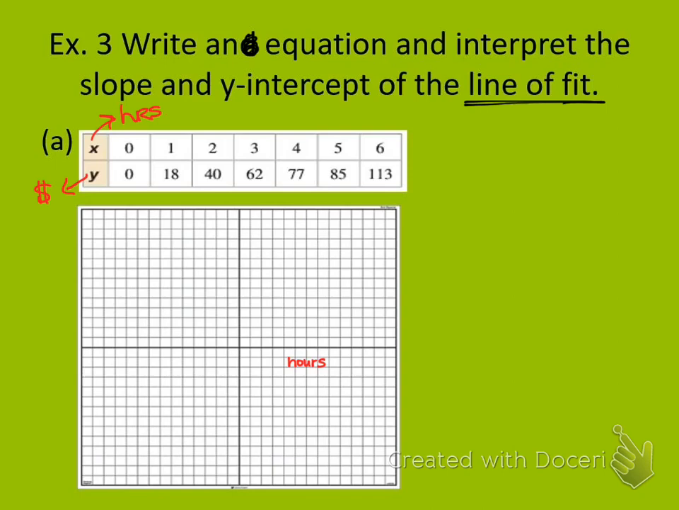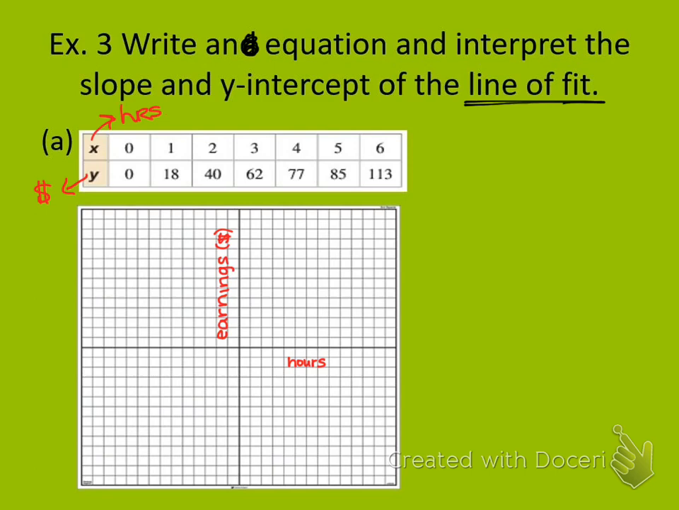So up your y-axis, count by 10s, and then what are we going to label the y-axis? Earnings. And then you can put dollars beside that if you want. But let's do earnings, and that's just money. If you aren't sure what earnings means.